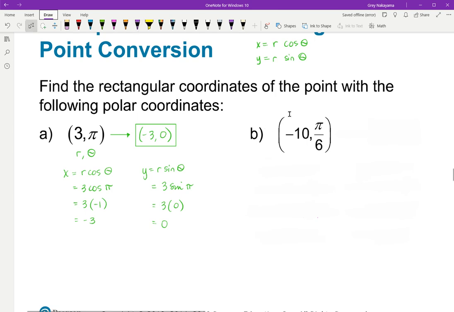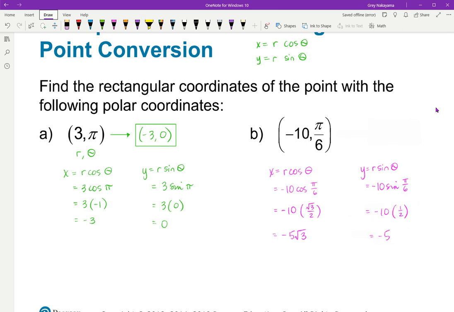All right, look at B. I have -10, pi over 6. Going through the same thing. X equals r cosine theta. R is -10. Theta is pi over 6. The cosine of pi over 6 is square root of 3 over 2. So this becomes -5 square root of 3. Then I'm going to go do y. Okay, y equals r sine theta. R is -10. Theta is pi over 6. The sine of pi over 6 is 1/2. -10 times 1/2 is -5. And so my rectangular coordinates that go with the polar coordinates are -5 square root of 3, -5.